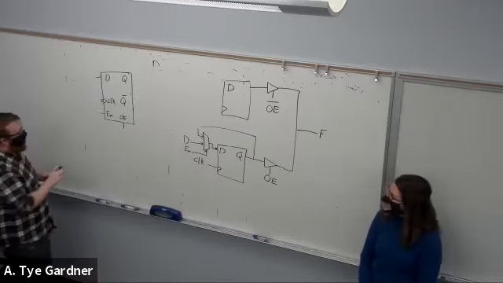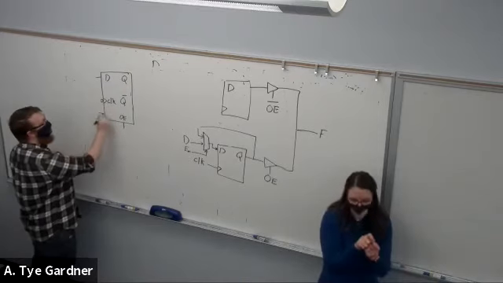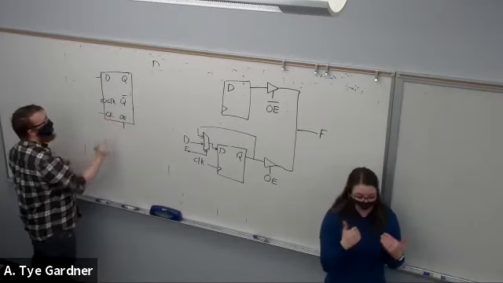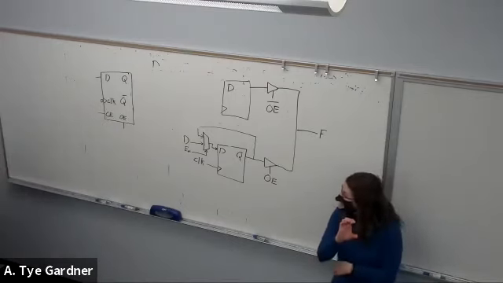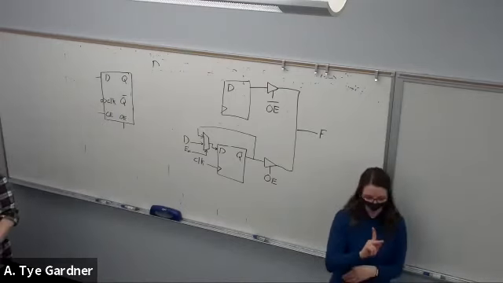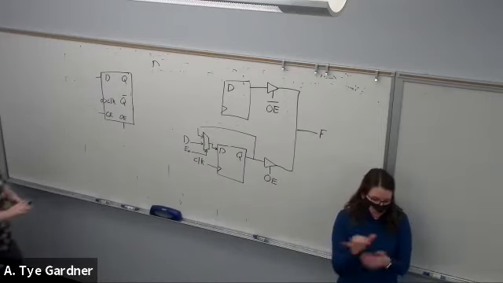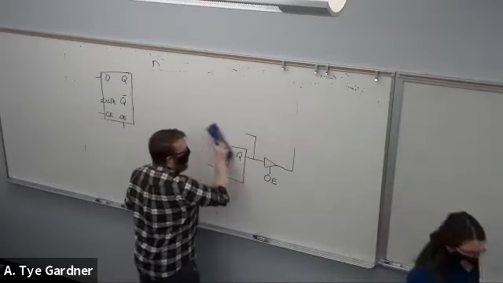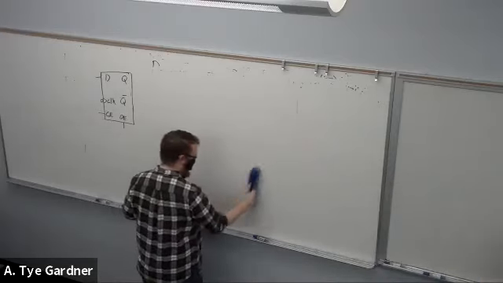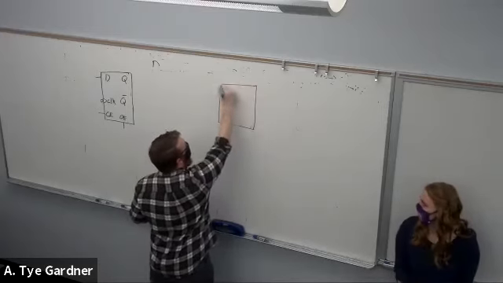I guess I should specify, sometimes you will see, rather than EN, you'll see CE, which is clock enable. That's another notation that you'll see. All right, so now we've got our D flip-flop. Let's do something interesting with it.